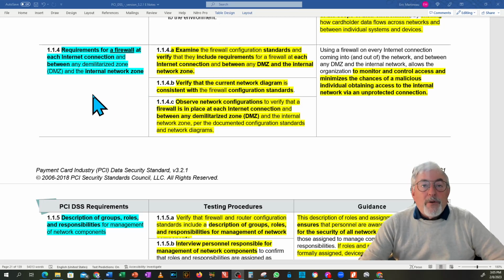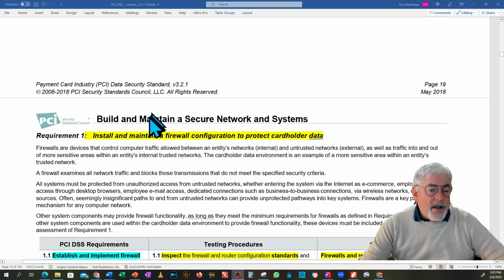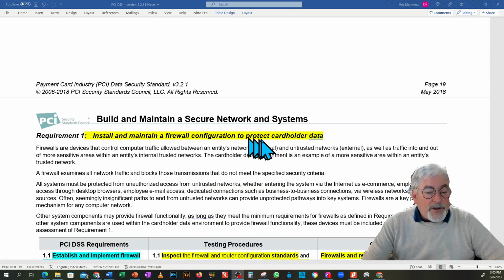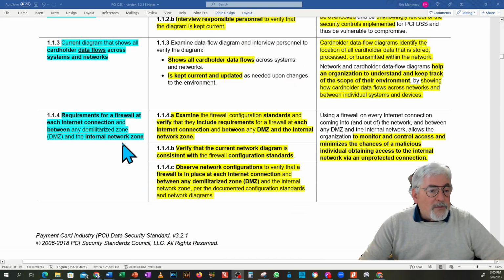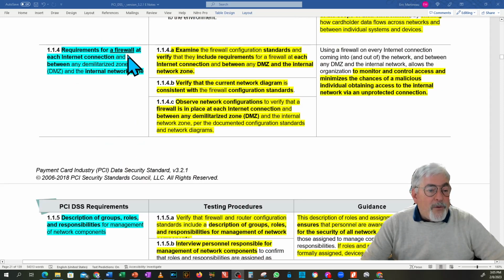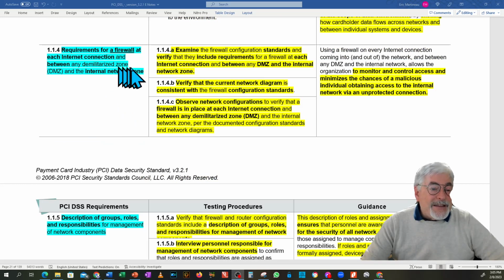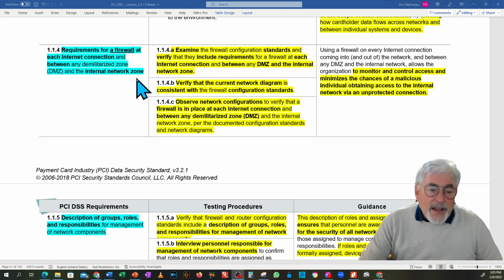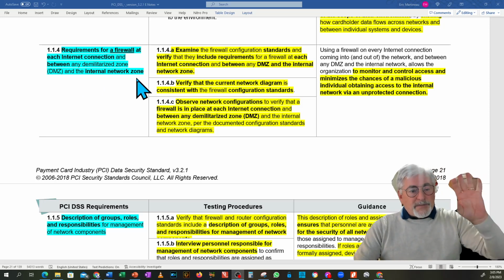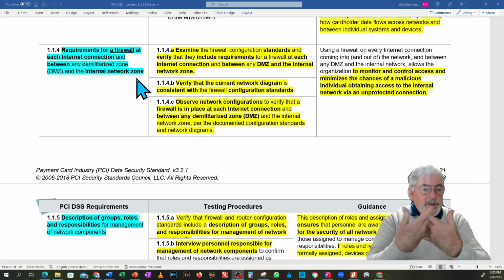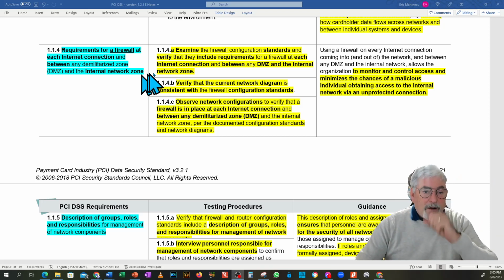All right, let's look at requirement 1.1.4 again of the PCI Standard Council's Install and maintain a firewall configuration to protect cardholder data. This is requirement 1. We've looked at 1.1, 1.2, 1.3, and now we're at 1.1.4. Requirements for a firewall at each internet connection and between any demilitarized zones and the internal network zone. In other words, anywhere you are out at an internet that's public or you're going between networks, you need to put in a firewall, okay?